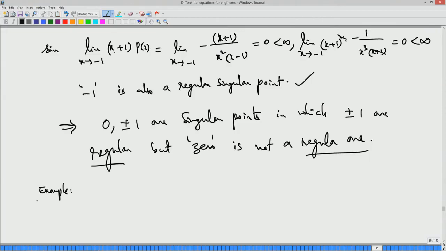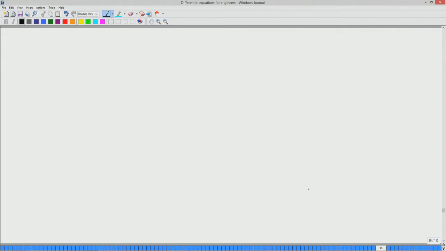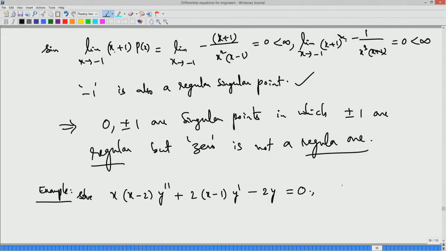Example which you already know: x into x minus 2 y double dash, plus 2 times x minus 1 y dash, minus 2 y equal to 0. This is the equation for which you want to find the solutions. Clearly you can see that a naught of x is 0 at x equal to 0 and x equal to 2. So 0 and 2 are singular points.